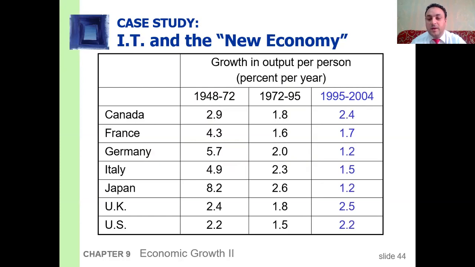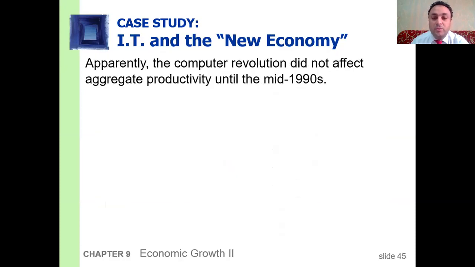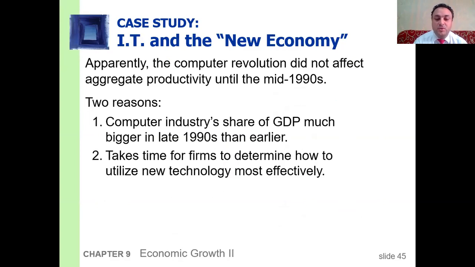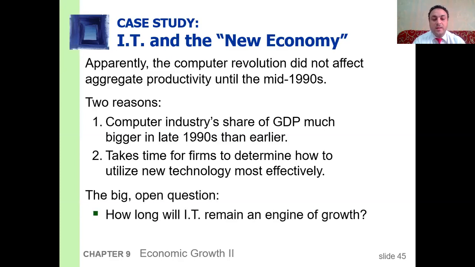As we can see here, after 1995, it began to get faster again. Apparently, the computer revolution didn't affect the aggregate productivity until the mid 1990s. There are two reasons for that. First, the computer industry's share of GDP was much bigger in the late 1990s than earlier. Also, it takes time for firms to determine how to utilize new technology most effectively. But now the big open question is, how long will information technology remain an engine of growth?